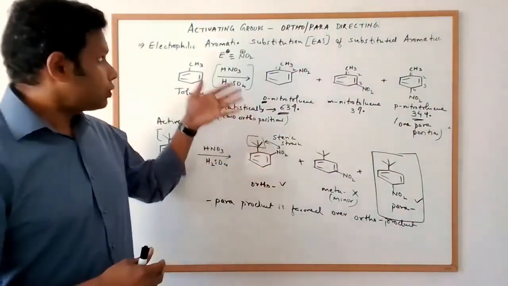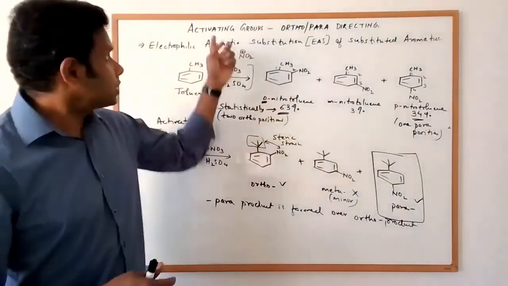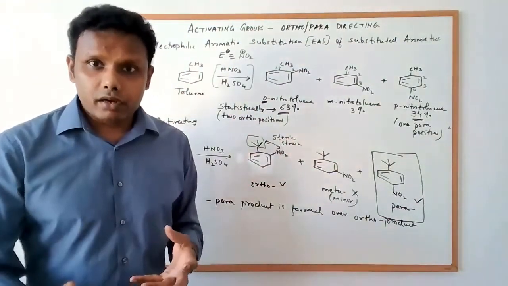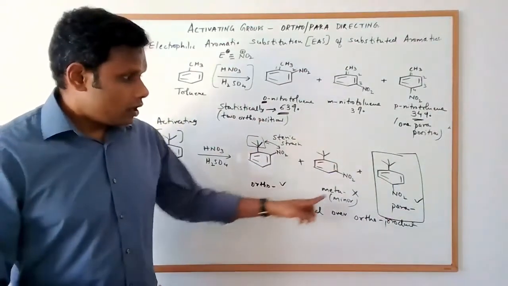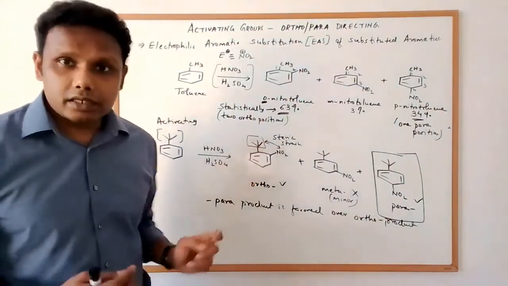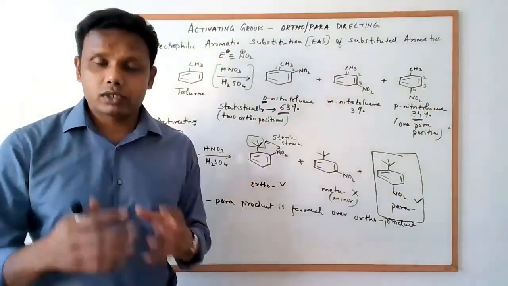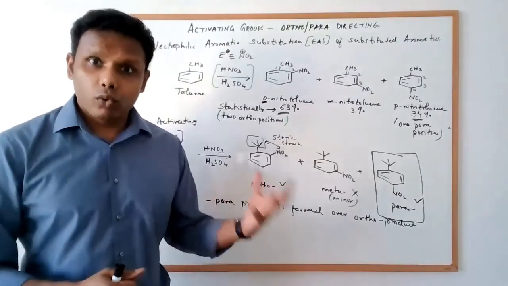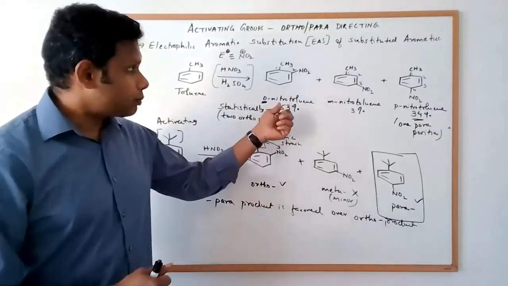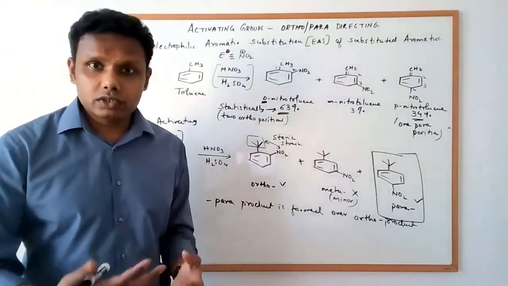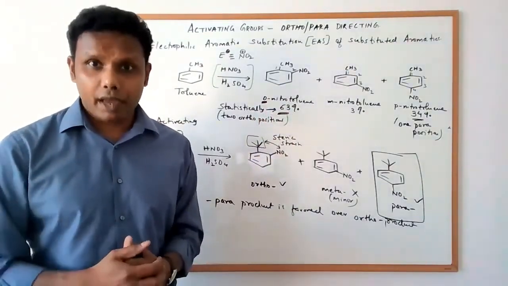So ortho para directing groups, which are activating groups, favor the ortho and the para products. And among them, the para product is favored whenever sterics is a concern. Whenever the sterics becomes important, then the para product is favored over the ortho product. Ortho product is favored statistically because there are two ortho positions compared to the one para position.